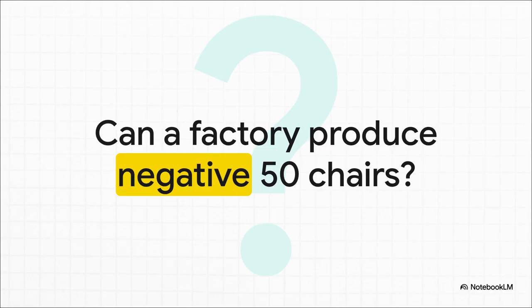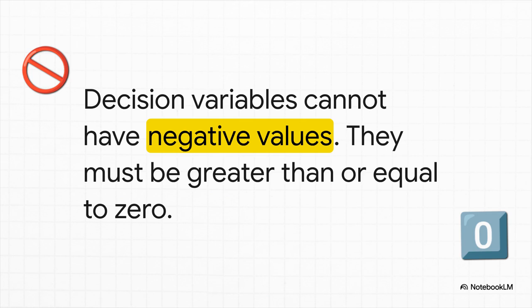You can produce 0 cups, or you can produce a positive number, but you cannot manifest negative physical objects into existence. This really simple logical fact forces all of our math to adapt. And that, my friends, is exactly why we have non-negativity constraints. In formal mathematical terms, your decision variables literally cannot have negative values. They must always be greater than or equal to 0.